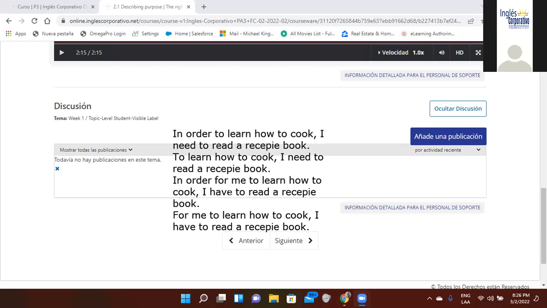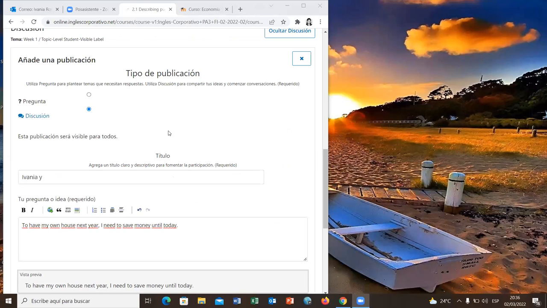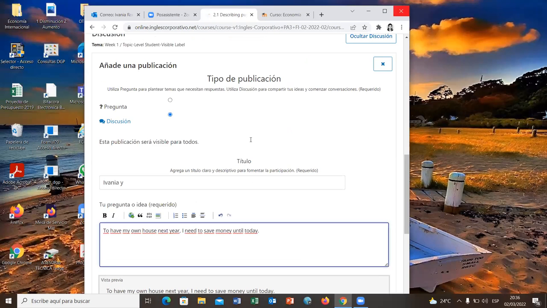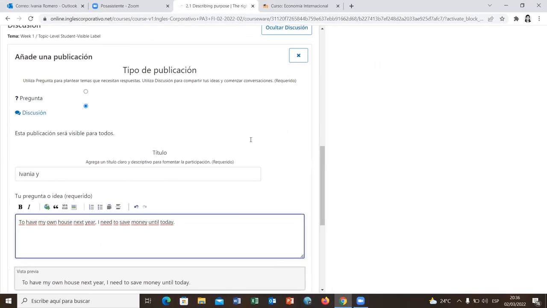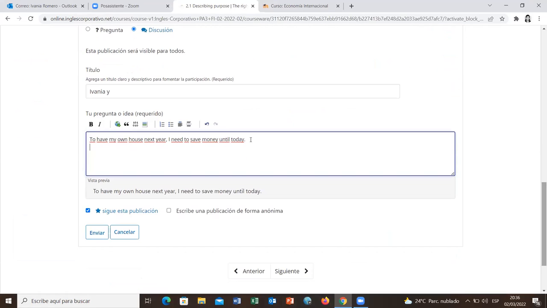Okay, sure. Okay, can you see the screen? Yes. Okay, we have to make 5 sentences, right, with 2 and 5 with 4. Yes, I write the first. To have my own house next year, I need to save money until today. Okay, I'm going to write. Okay, the next one.